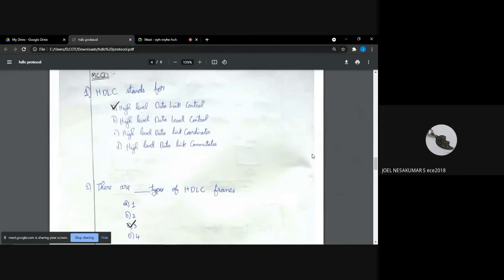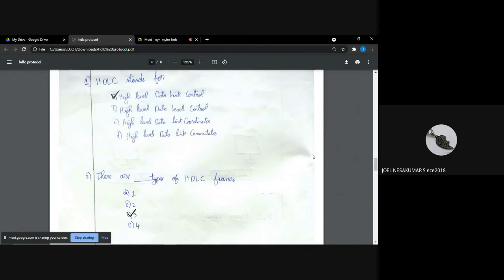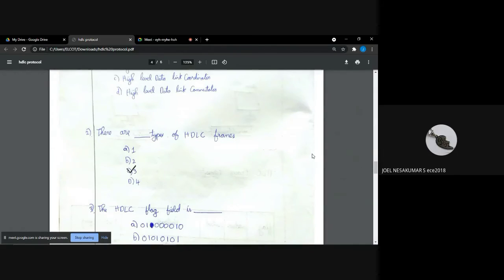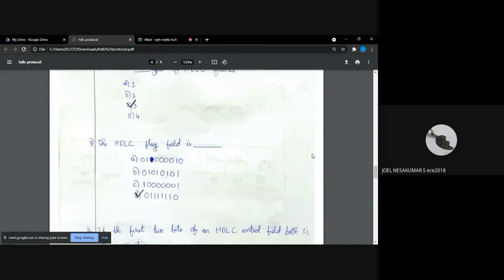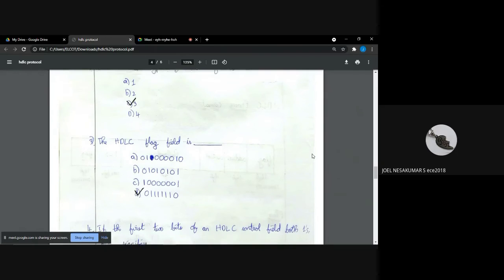We can see that. First one, HDLC stands for. We know that HDLC stands for High Level Data Link Control. The second one, there are dash types of HDLC frames. We know I frame, S frame, U frame, so totally 3 frames. The answer is 3. Third one, the HDLC flag field is dash. I already told the first and last bits are 0 and the middle bits are 1. So the answer is D.